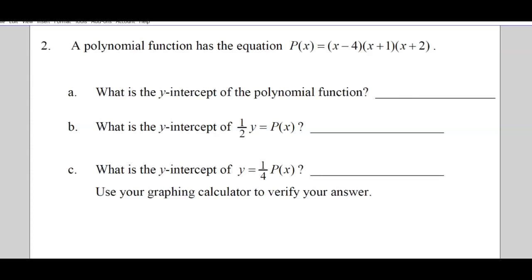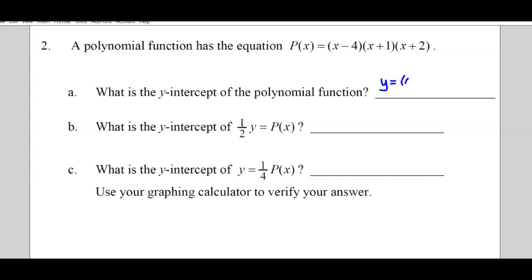All right, question 2. There is a polynomial function called p of x. It's in factored form. Okay, it says what is the y-intercept of the polynomial function? If it was in simplified form, the y-intercept is a constant. If it's in factored form, do not expand it out. There is no need to. Y-intercept, remember, is when x is 0.